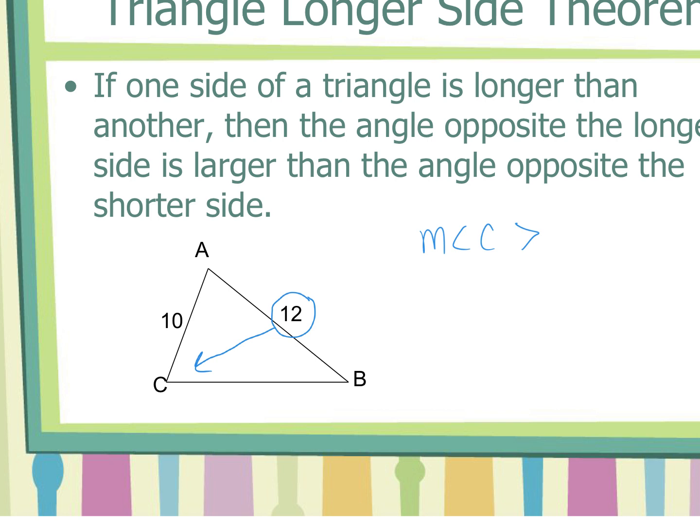Do you guys agree? So start at the 10, go across. What angle is opposite the 10? The measure of angle B. So we're going to put the measure of angle B. The measure of angle C should be larger than the measure of angle B. Because, do you guys agree 12 is larger than 10? So any side in your triangle, if it's larger than another side, the angle opposite that side must also be larger than the angle opposite the other side. Okay? Go ahead.